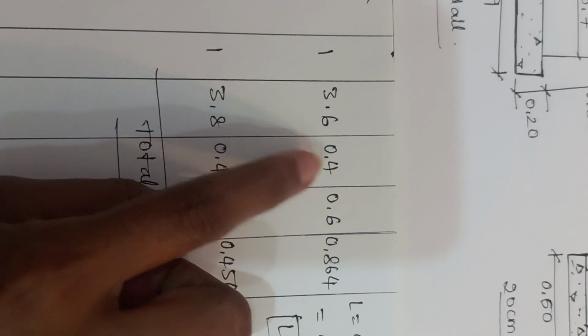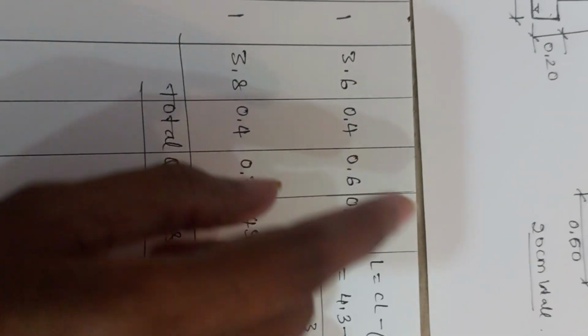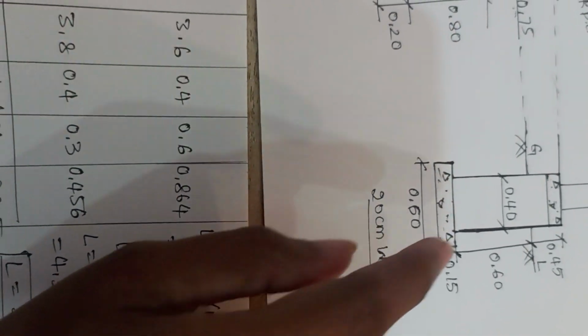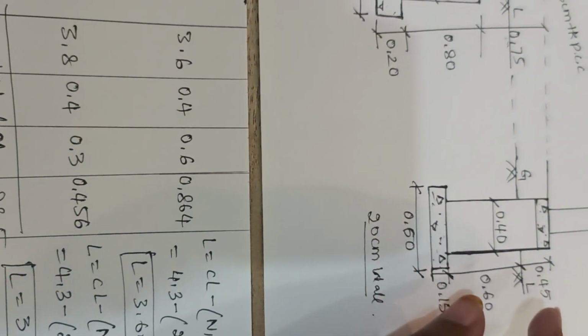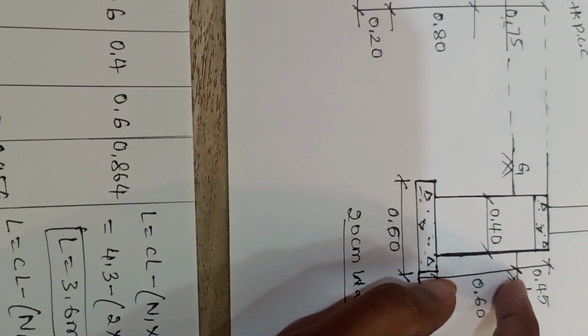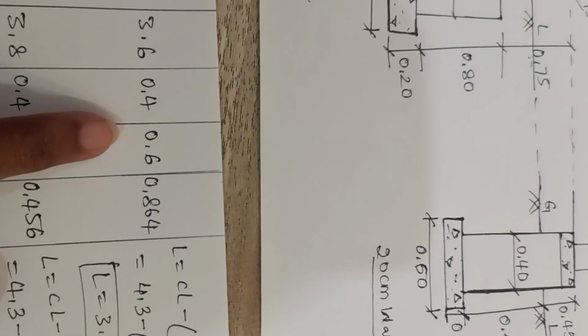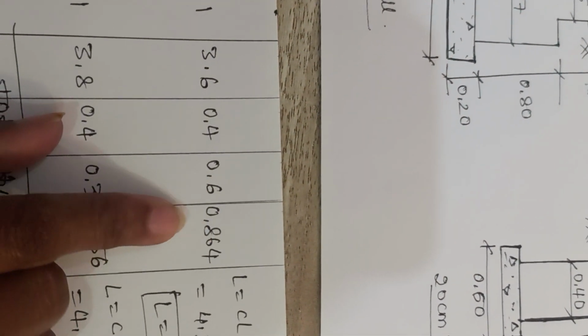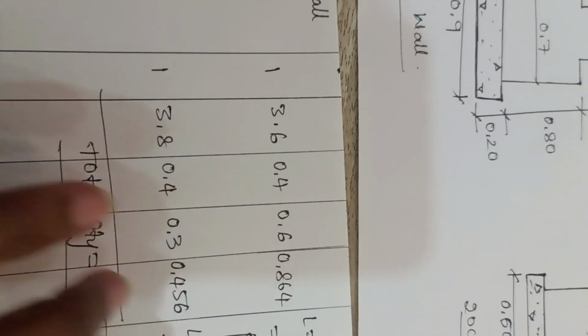Then moving to width and depth, these two readings will be taken from the 20 centimeter wall details. Here you have a width of 0.4, and as you are doing a footing which is coming below the ground level, the depth is 0.6. Multiply all, you will get 0.864 of quantity.